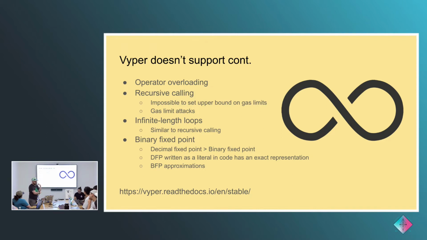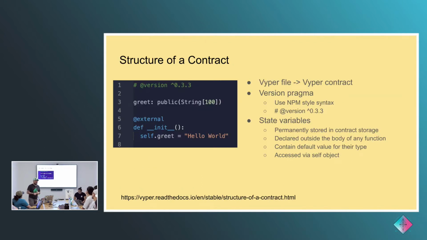The binary fixed point, we don't allow that, but you can do a decimal fixed point. When a decimal fixed point is written as a literal, then you know exactly what that number is, versus an approximation with a binary fixed point. So, okay. What does this contract look like? You've told me a lot of features. Let's start getting into the code a little bit.